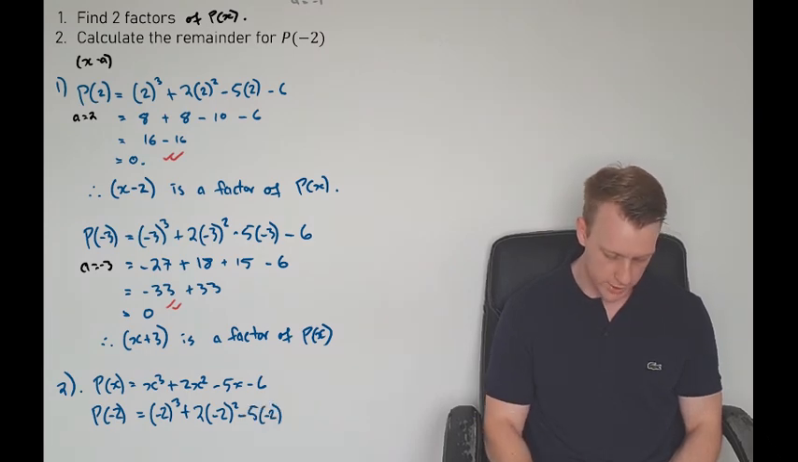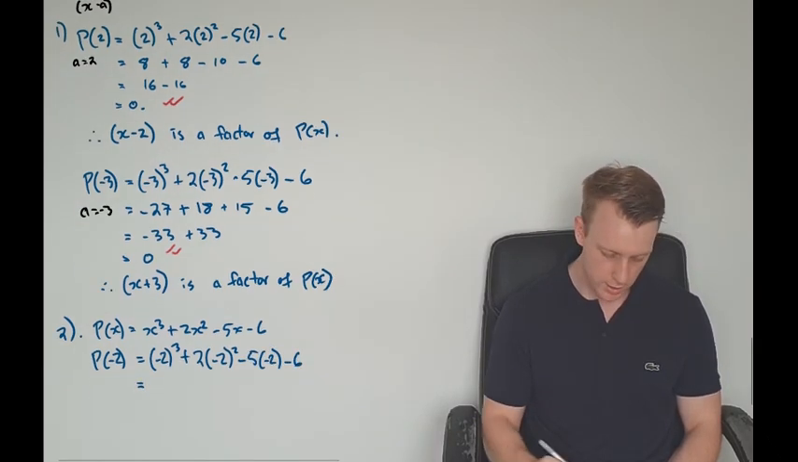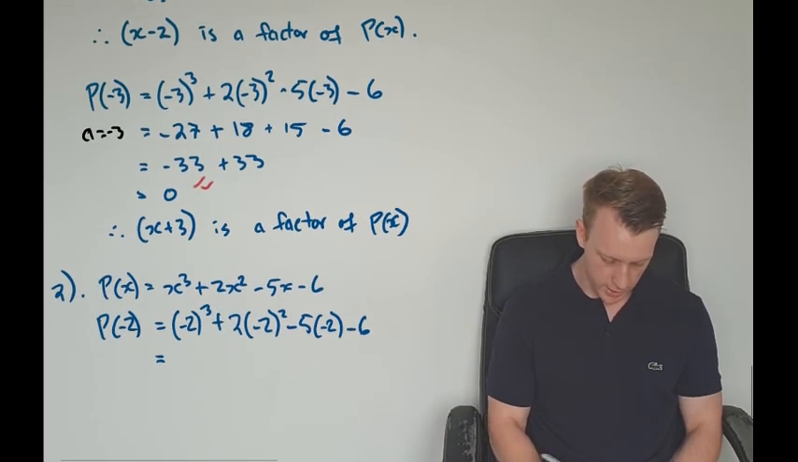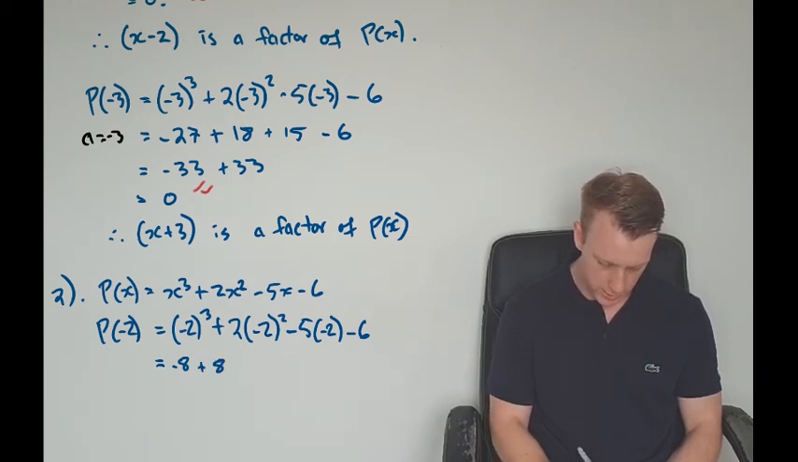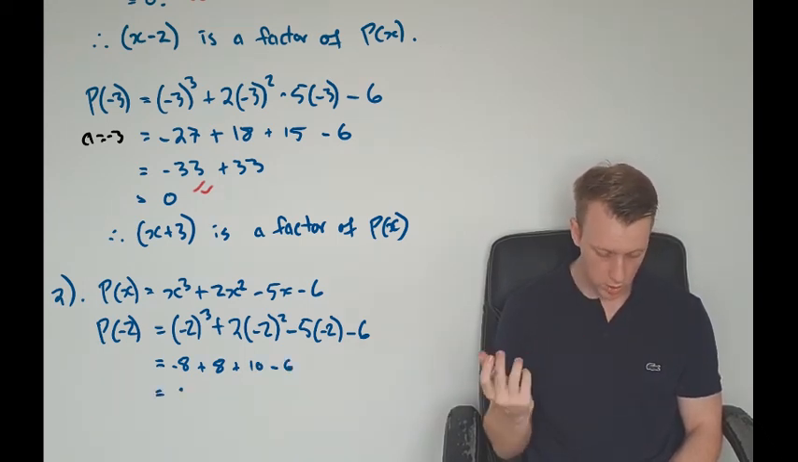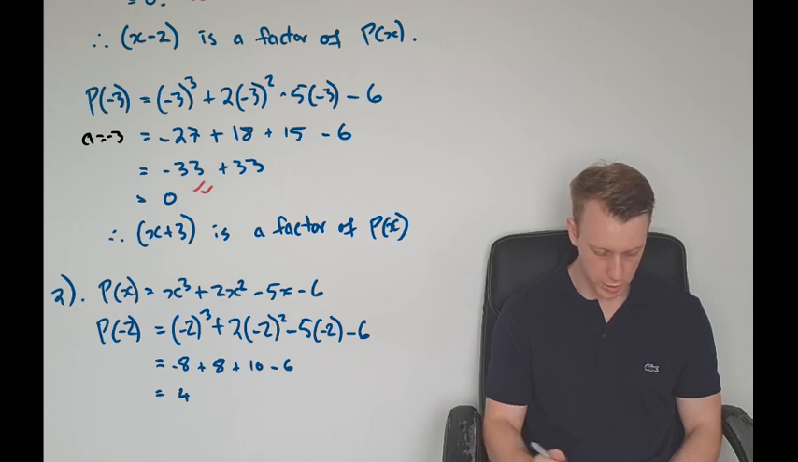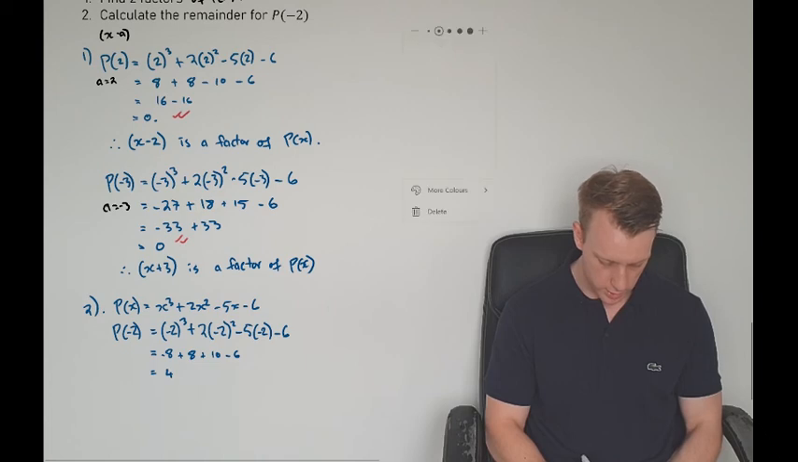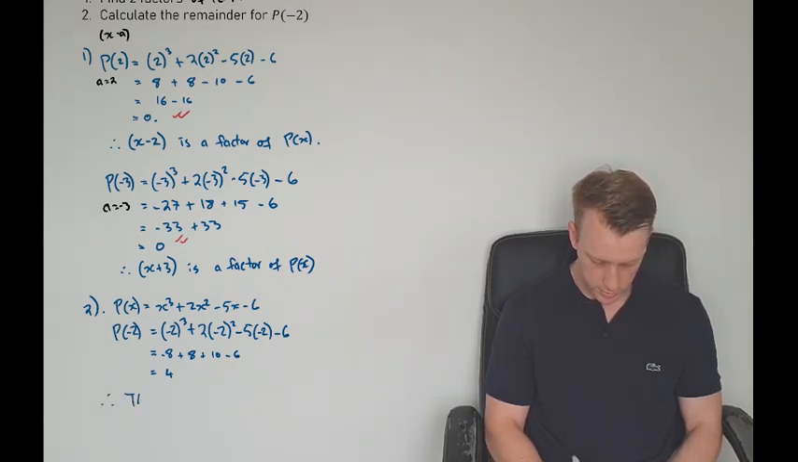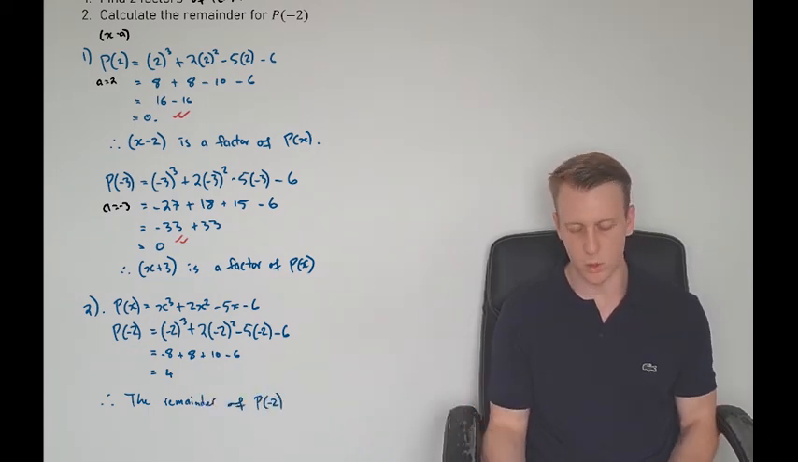So again, not to get stumped on negatives, just evaluating this here. That's going to be -8, plus 8, plus 10 minus 6, which is equal to 4. So then, that's the question. Calculate the remainder. So you'd say, therefore, the remainder is 4. And so that's it.